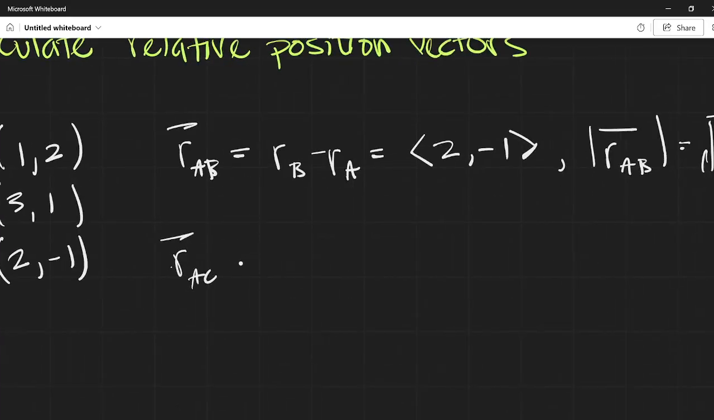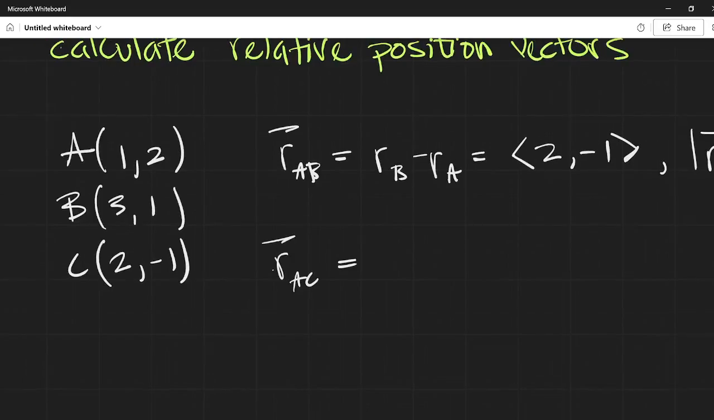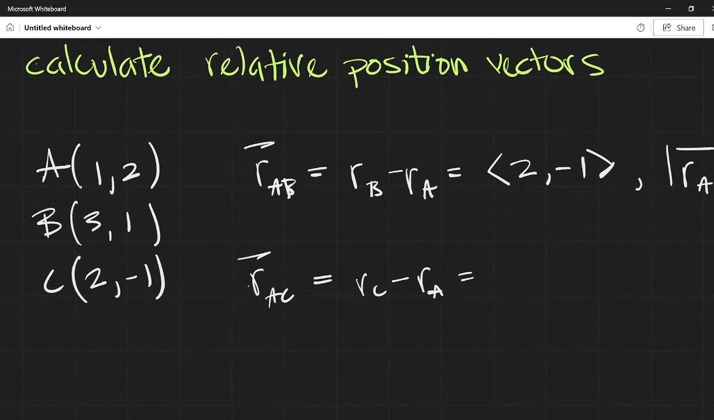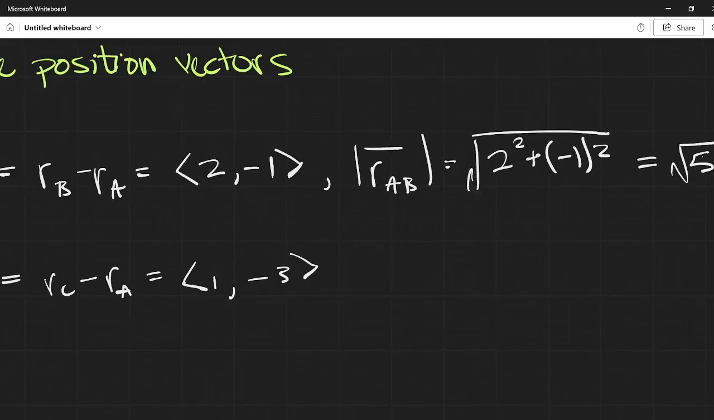RAC, same process. What do we got? So that's going to be RC minus RA. And that's going to equal 2 minus 1 and -1 minus 2, which is going to result in a vector of (1, -3). Again, taking the magnitude now of RAC. Same process, square root of the sum of the squares.